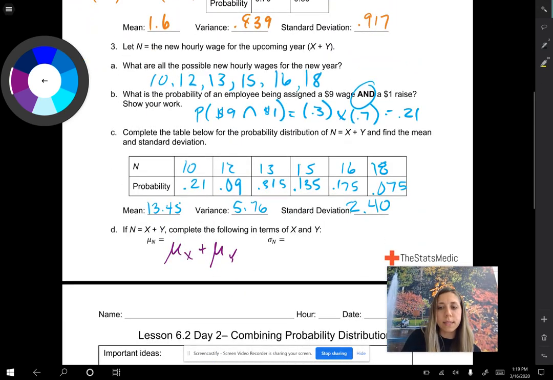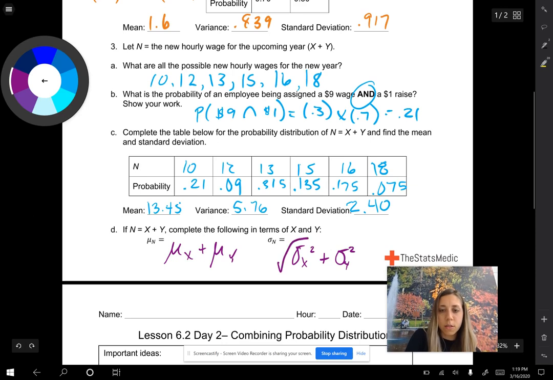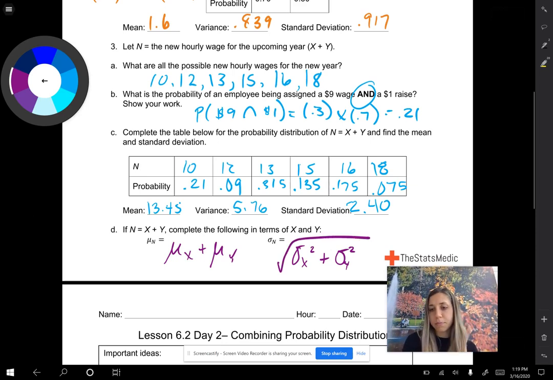For the standard deviation, it's a little bit different. What you're going to do is you're going to square both the standard deviation of your X values and the standard deviation of your Y values, and you add them together and then square root them. So we can't just add plain standard deviations. We have to square them first to make them variances, and then you square root them to get back to the standard deviation of the new total.